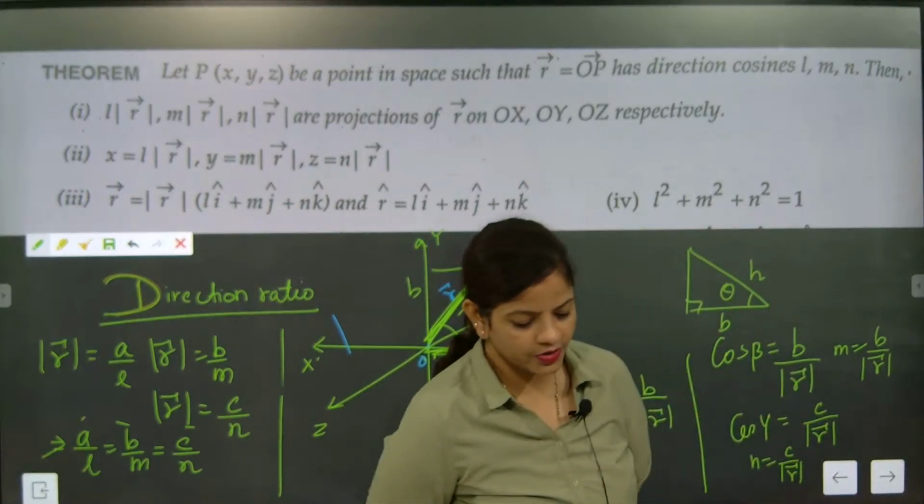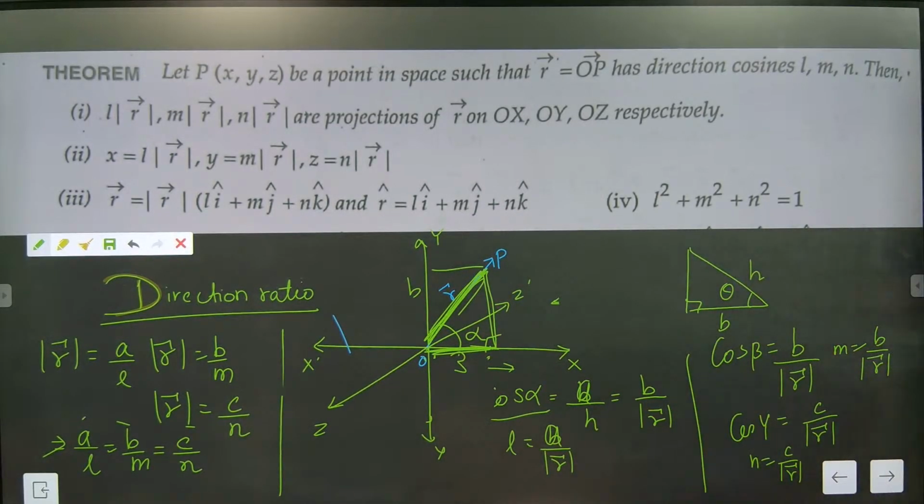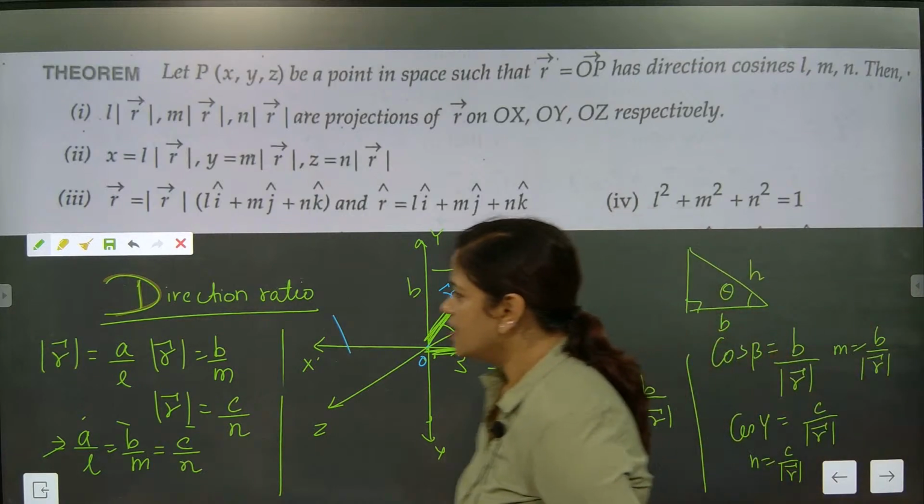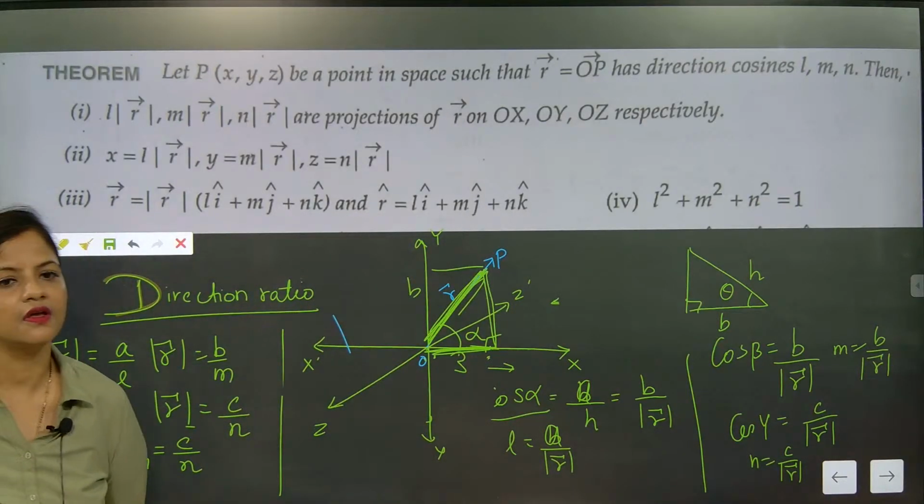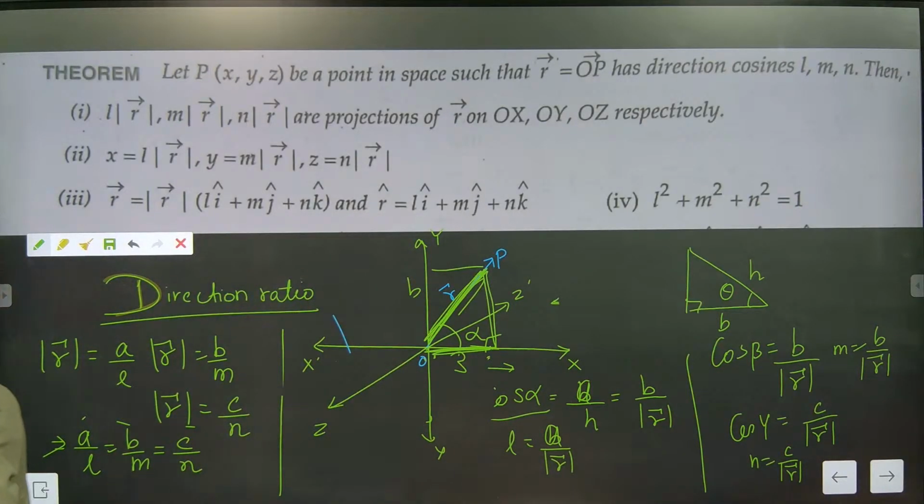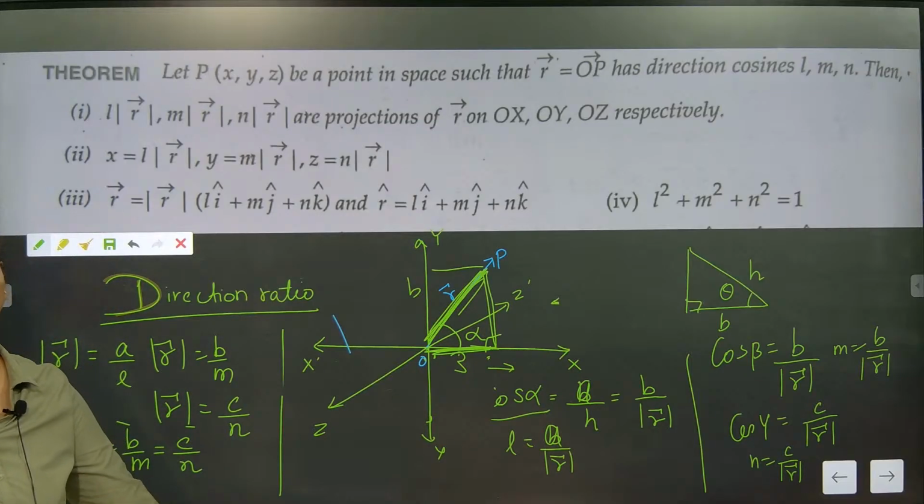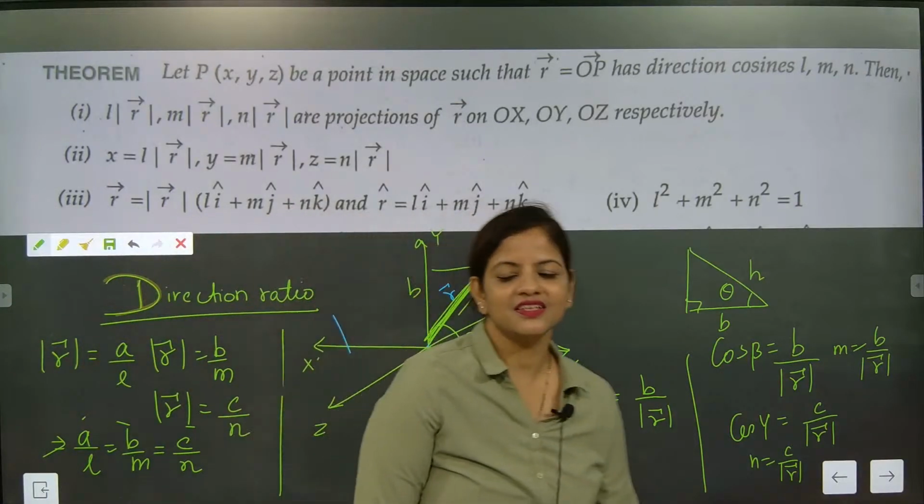Theorem. Did you learn it? Tough or easy? Easy, right? Now we are going to do one small work. Because A by L is equal to B by M is equal to C by N, and all are equal to the magnitude of R vector. And what is the magnitude of R vector? Square root of X square plus Y square plus Z square.